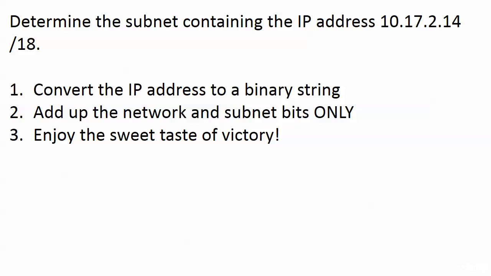I'm going to look at an IP address, 10.1.17.214/18, and we need to determine what subnet this address is on. It's a 3-step process, and this is great because this is the long version. And the third one, hey, that's pretty easy, right? Actually, they're all pretty easy because first off, we just need to convert the IP address to a binary string. We need to then add up the network and subnet bits only from that address, leaving the host bits out. And frankly, then you're done. It's time to enjoy the sweet taste of victory because you have nailed the question.